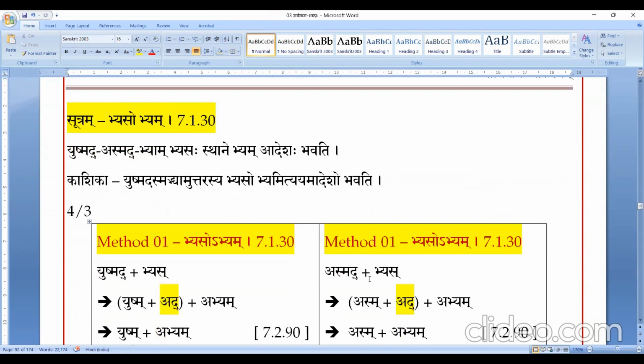Vyasaha Bhyam, 7130. What is Vyasaha? What vibhakti is Vyasaha? By Shashti, because it is Shashti. Vyasaha Sthane, right?